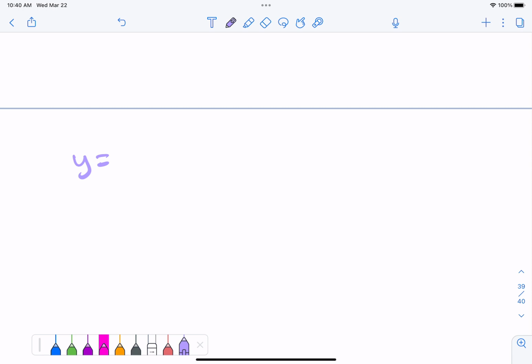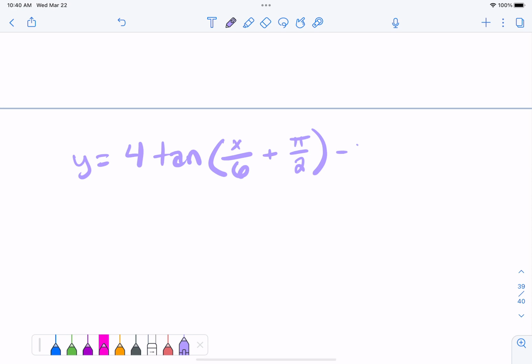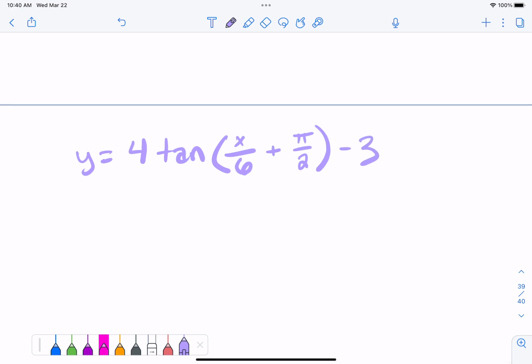Y equals, let's do 4 tangent of x over 6, sure, plus, we'll do this, pi over 2, and then minus 3. I don't know. This one has everything except 1, and you know which one it doesn't have.